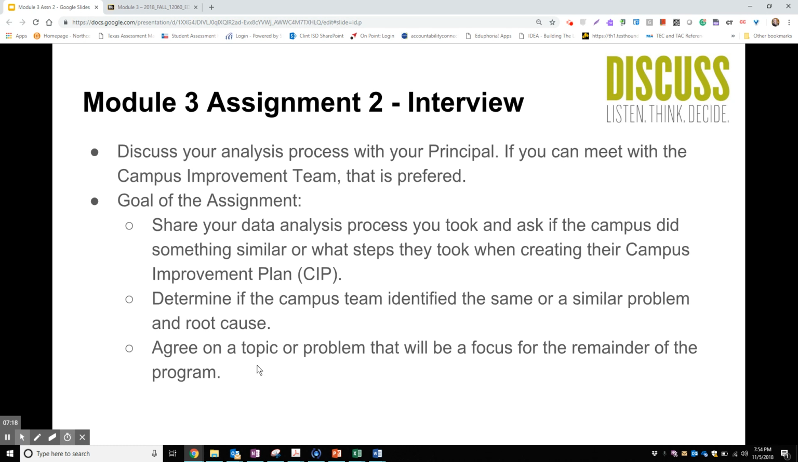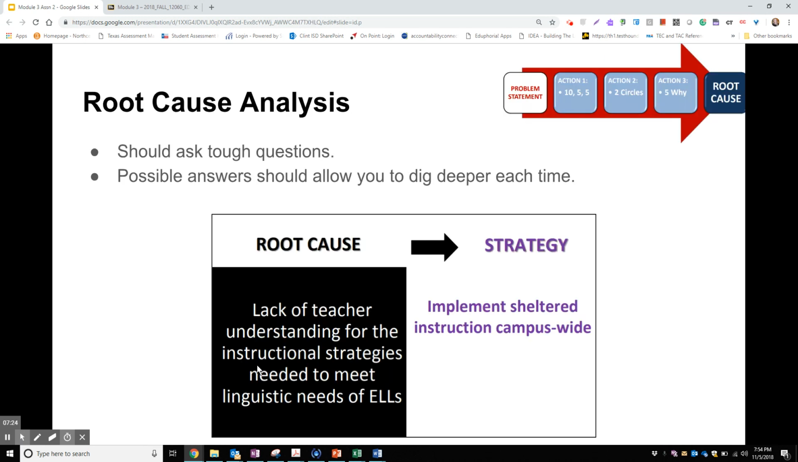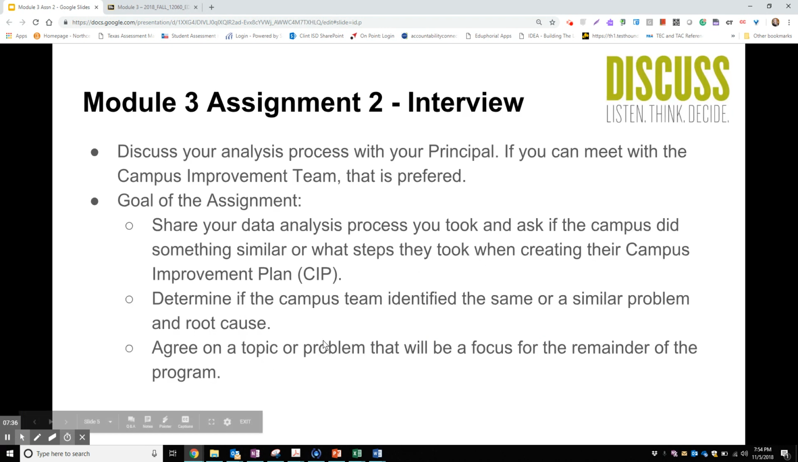It's not in this course, but you'll be providing professional development on a strategy attached to your problem. So if I go back here, if this is the root cause, you're going to come up with your own strategy of what you're going to do to support that at your campus in a later course. That's why it's very important that you agree on the topic.